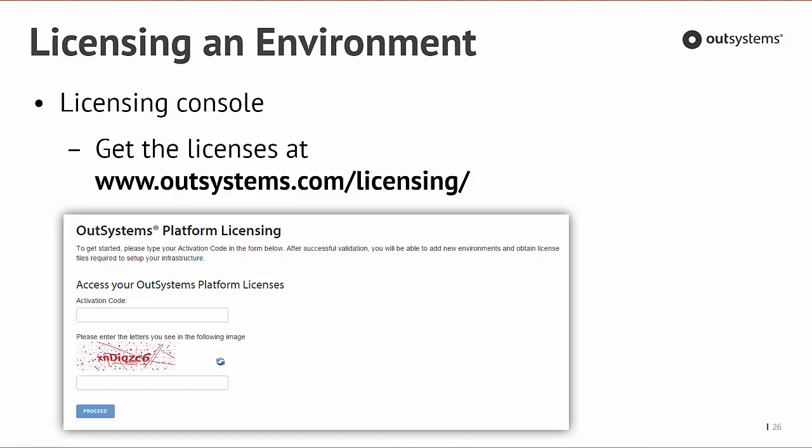This activation code is sent by email upon the initial purchase of the OutSystems platform. If you already have one licensed environment, you can also check the activation code from the licensing page in Service Center.